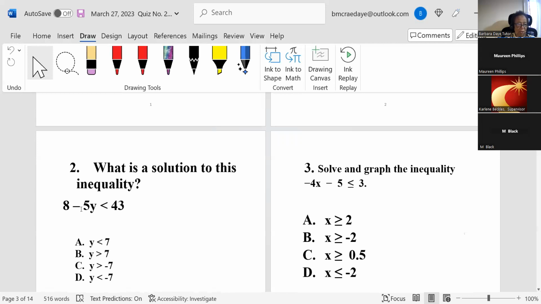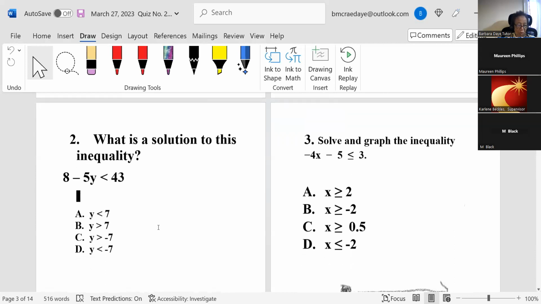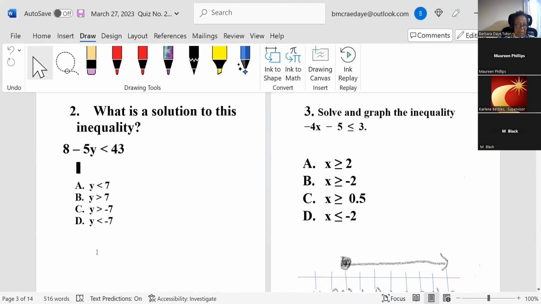But what happens when you divide by a negative or multiply by a negative? What happens to the inequality? Turn it the other side. Yeah, you reverse it. So what's the answer, Maureen? C. Very good. Now you and Mercedes have that one correct.